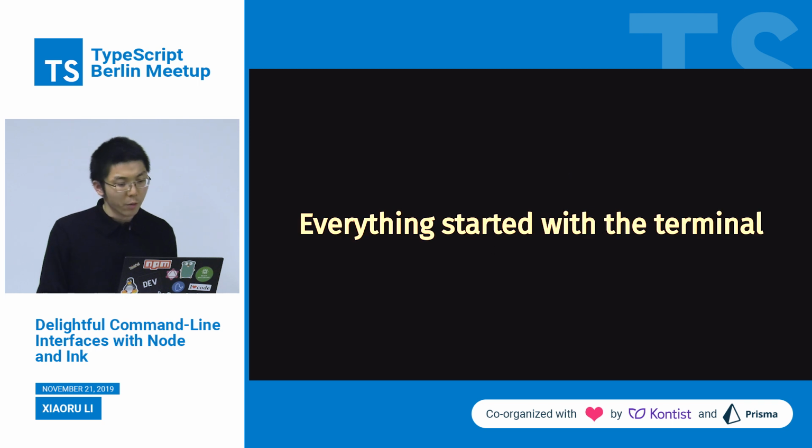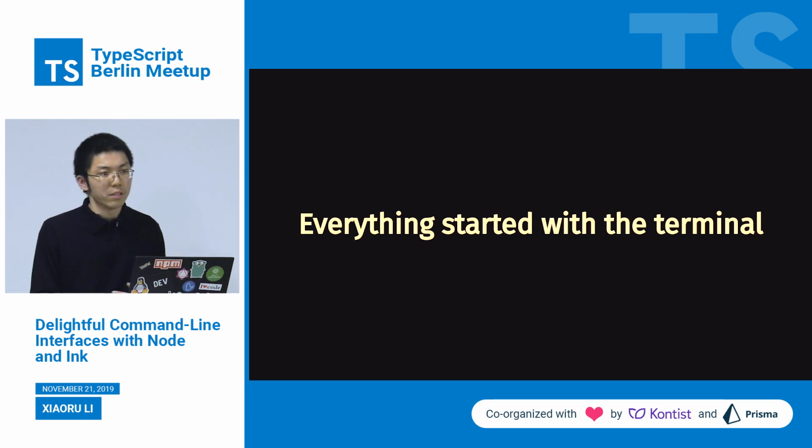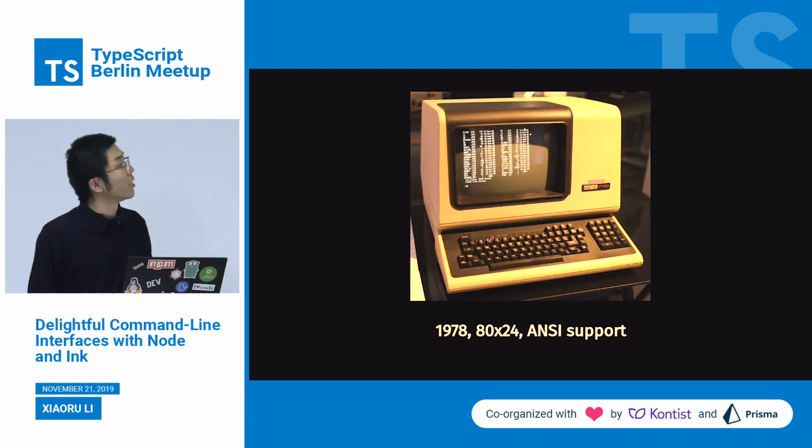So everything started with a terminal. Back in the 60s, using command line interfaces was basically the only way that people interacted with computers. Over time, terminals have evolved, and we've got more screen real estate, and we can practically put more stuff onto the screen, but still the principle of the terminal remains to be only text. And this is the VT100, which was produced in 1978.